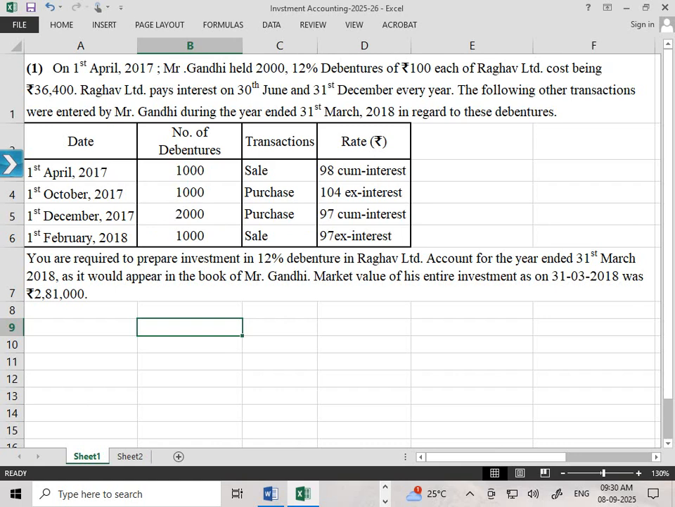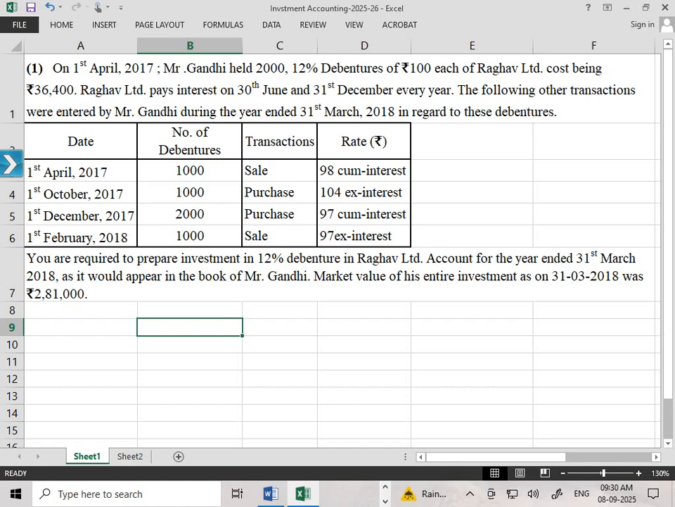Raghav Limited pays interest on 30th June and 31st December every year. See the due date: the due date is half yearly. Half yearly means the first due date is 30th June and the next interest is due on 31st December. So you have to take care of 30th June and 31st December while calculating outstanding interest by that formula.